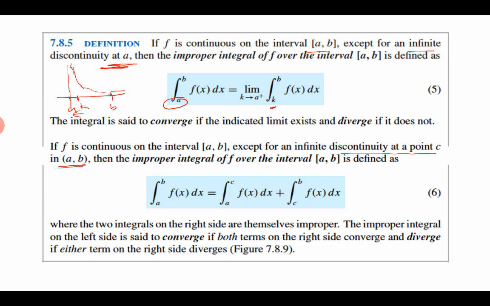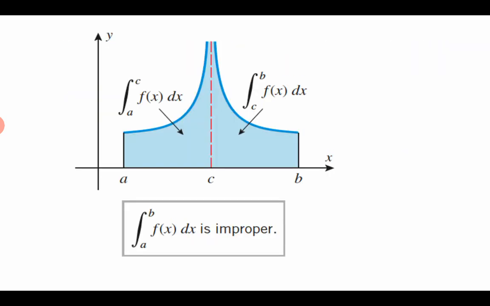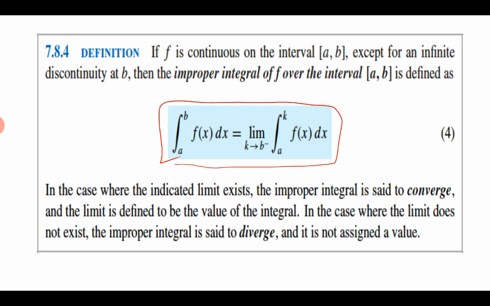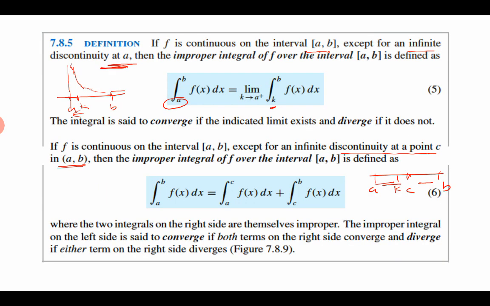So the second case, when the discontinuity is at a point c inside the interval, somewhere between a and the upper limit b. So there is some point c at which the function has a vertical asymptote. You can separate into two parts, a to c and c to b. Both should be dealt with in different cases. First a to c will be dealt with by using this theorem 7.8.4, and c to b can be dealt with the definition 7.8.5. That's it.